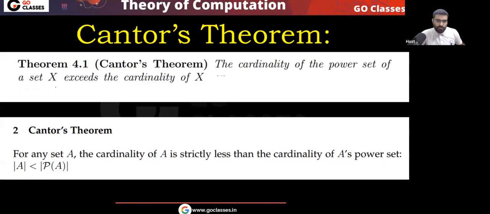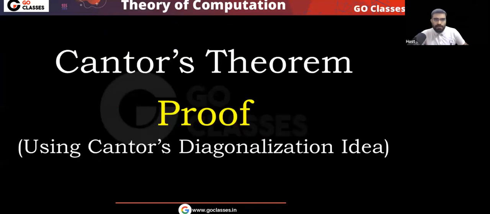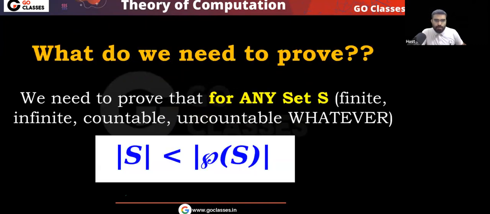Now let's see the proof. We are going to prove it using Cantor's diagonalization idea. We have already seen what this diagonalization idea is. A lot of questions we have done. So using that idea, we will prove that this Cantor's theorem is true. First of all, what do we need to prove?